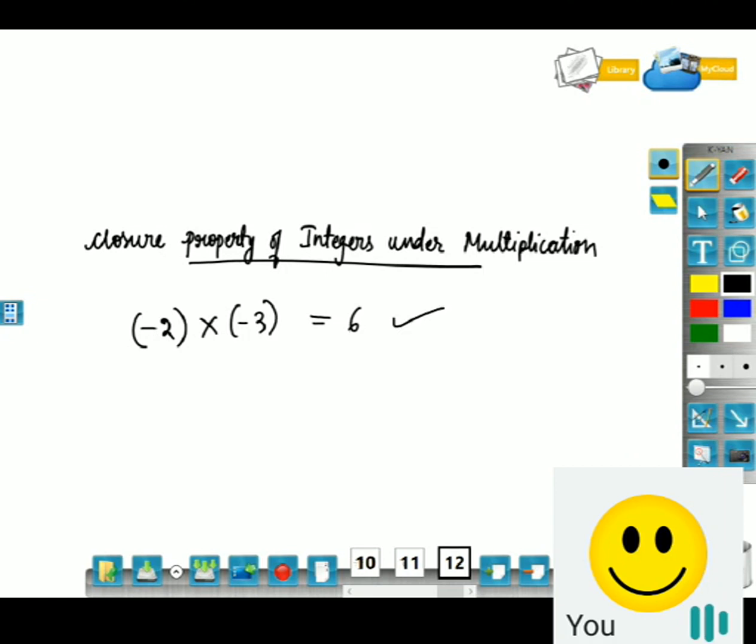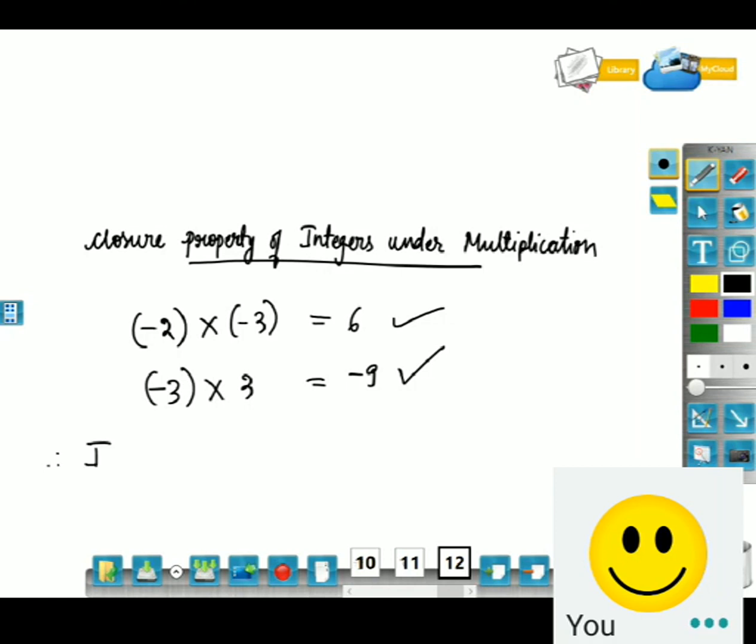Similarly, we'll take some more examples. -3 into 3. What will be the answer? It will be -9. So -9 is also an integer. That means if you multiply any two integers, on multiplying any two integers, we always get an integer. That's why integers are closed under multiplication.